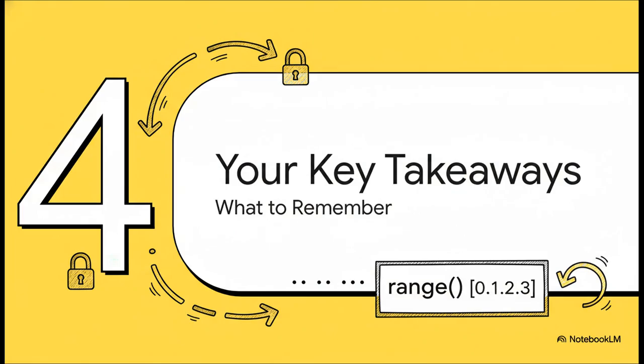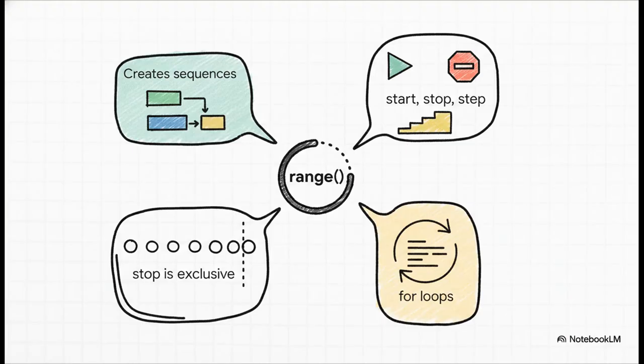All right, that was a quick but pretty powerful tour, right? Before we wrap up, let's just summarize everything and lock in the most important points from this little explainer. So, what do you really need to remember? First, range is your go-to, your number one tool for creating number sequences efficiently. Second, you control it with those 3 simple parameters: start, stop, and step. Third, and this is the one to tattoo on your brain, that stop value is always exclusive. It doesn't include that number. And finally, its true power, its killer app, is using it to precisely control your for loops.